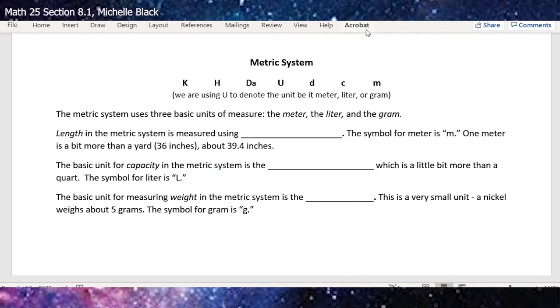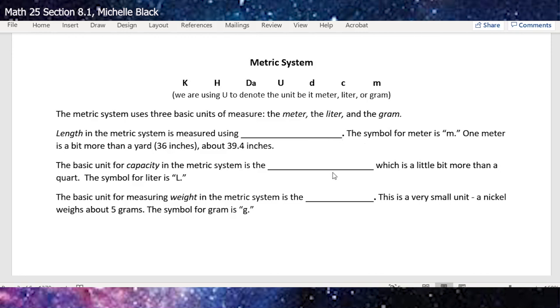Metric system, notice I have these letters K, H, DA, U, D, C, and M. These letters are the first letter of our metric prefixes. U is what we're going to use to denote our unit, whether it be meter, liter, or gram. Now the metric system uses three basic units of measure. Again, the meter, liter, and the gram.